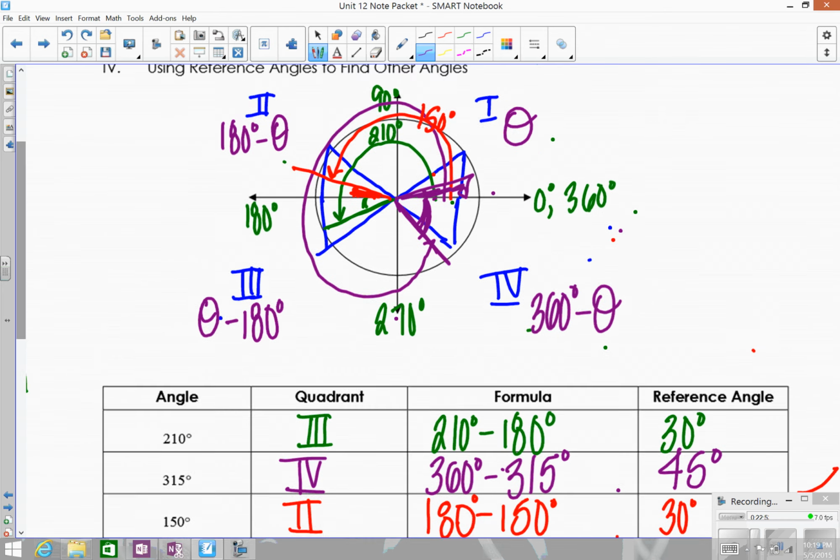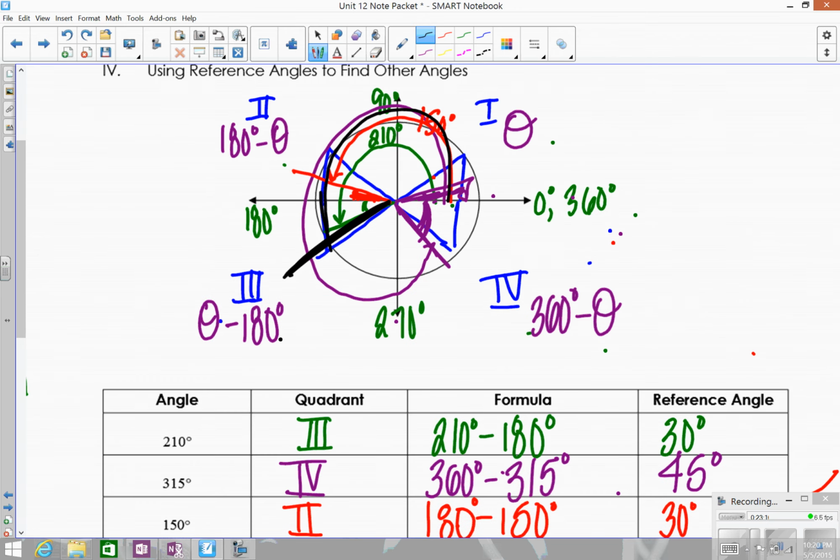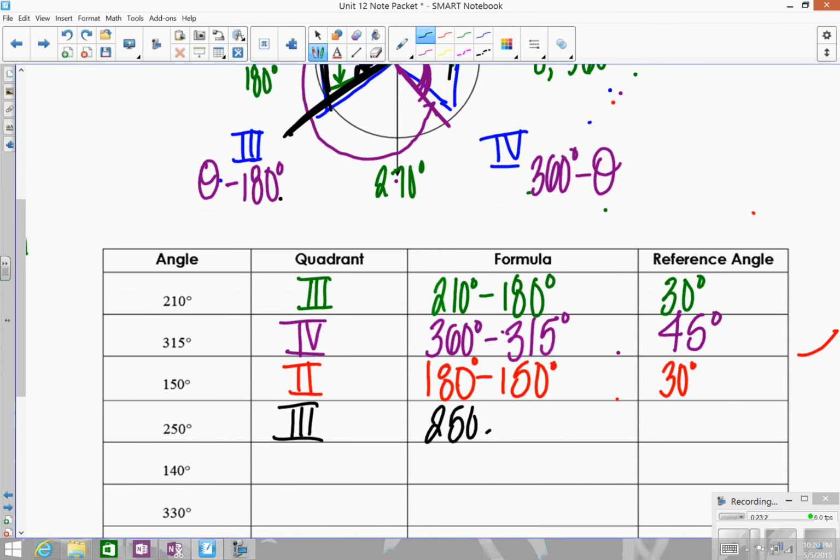So if we have 250, 250 here is going to go down all the way into the third quadrant. So 250 is going into the third quadrant. I don't want to include all of this, so I would have to do 250 minus the section I don't want, which is the 180. I don't want that, and I want to be left with my reference angle. So I'm going to do 250 minus 180, and that's going to get me my reference angle of 70.